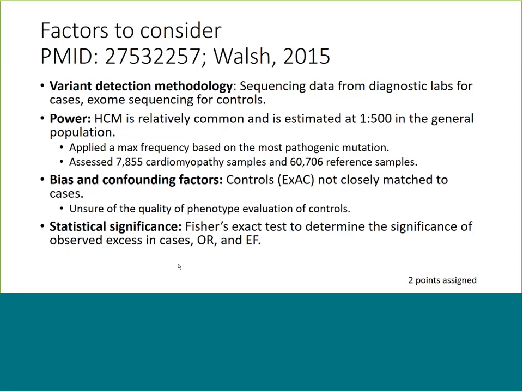The main thing we looked at were the bias and confounding factors, and Bryce has touched on this a little bit. When you're using ExAC as a control cohort, you have to be careful because the controls can't be closely matched to the cases. For instance, we're unsure of the quality of phenotype evaluation of the controls, so determining whether or not they actually have cardiomyopathy. For statistical significance, as I mentioned, they did Fisher's exact and a Bonferroni correction. In this case, the statistical significance was sufficient. So we ended up giving this study 2 points for most of the genes we used it for, and that's mostly because ExAC was used instead of a matched control population.